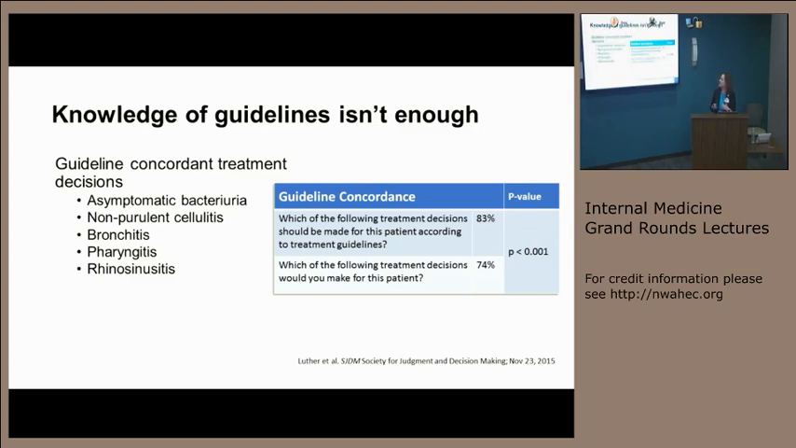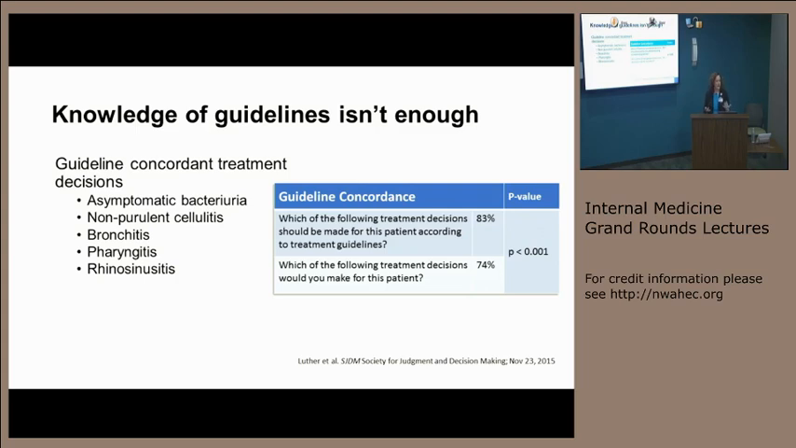And when we asked which of the following treatment decisions should be made for the patient according to treatment guidelines, the Wake Forest physicians did really well. Actually, 83% were using guideline concordant decisions, and that's along with some of the highest rates cited in the literature. So great job. But interestingly, when we tweaked the question and asked which of the following treatment decisions would you make for the patient, that number went down significantly. So people were not making guideline concordant decisions when they imagined what they would do in real life.